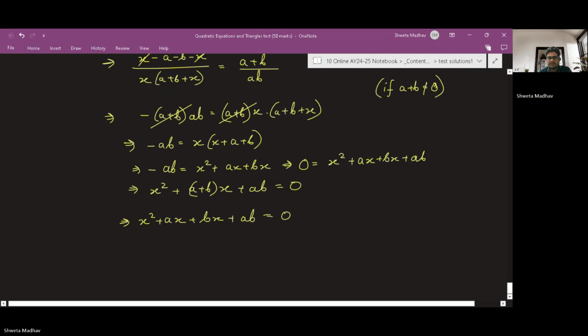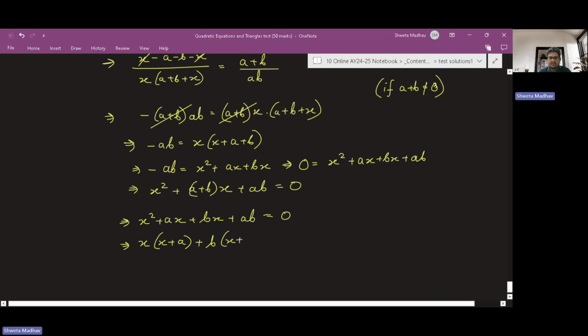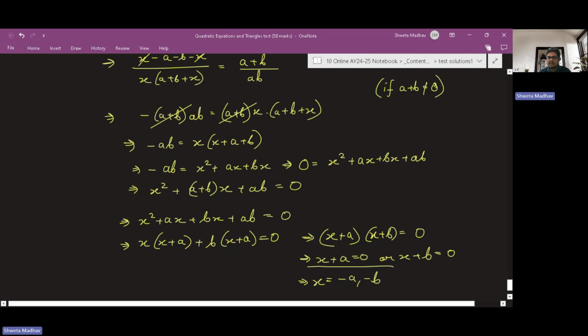So then here we can see that this will be x square plus ax plus bx plus ab equal to 0. So then from the first two terms you can take x as common, x into (x plus a), plus from the next two terms we can take b as common. So this will be b into (x plus a), that is equal to 0. So from here we can see x plus a we can take as common from these two terms. So (x plus a) into (x plus b), that is equal to 0. So x plus a equal to 0, or I can say x plus b equal to 0. So it means that x will be equal to minus a and minus b. So minus a and minus b are the required values of x. So this is the required answer.